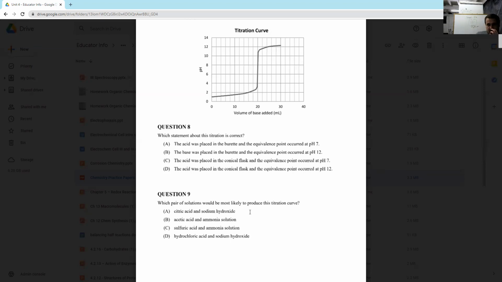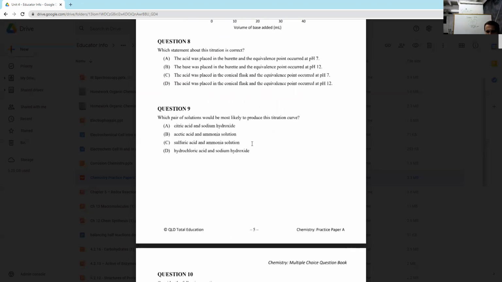Ammonia is not a strong base. It's a very, very weak base. So hydrochloric acid and sodium hydroxide, when they hit the equivalence point, you've got equal amounts of acid, equal amount of base, you will have a pH of 7, because when we add acids and bases together, we get the production of water.